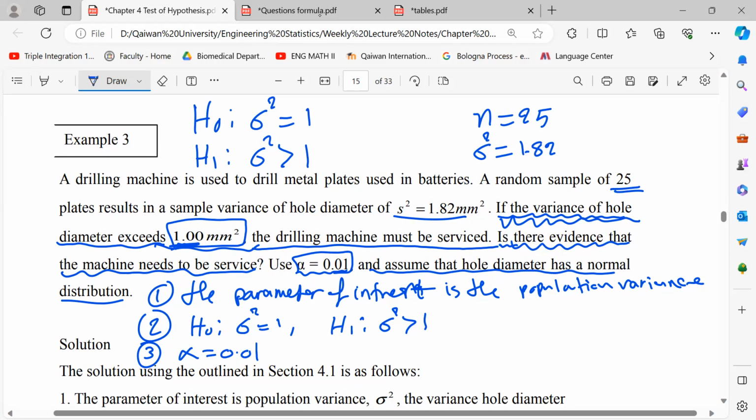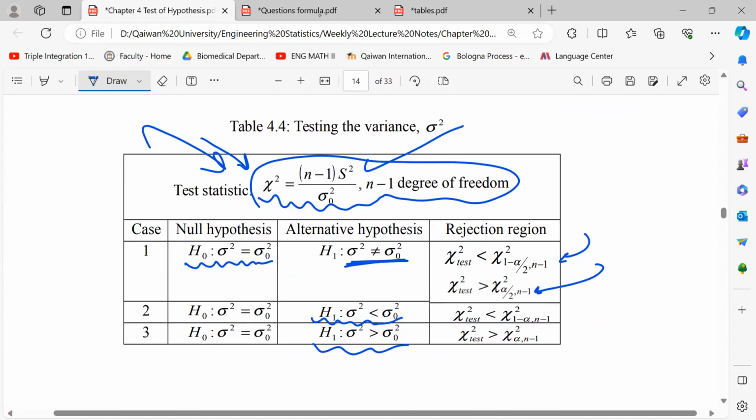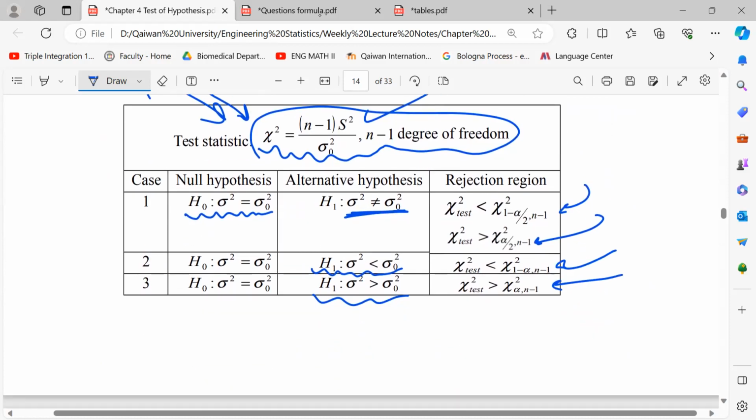That's the third step. In the fourth step, we calculate the value of alpha and n minus 1 from the table. Which table? The chi-square table. In step 4, we always use the tables. In this case, as it's variance, we need to use chi-squared. Look, we need to use chi-squared. Which case is that? This one.